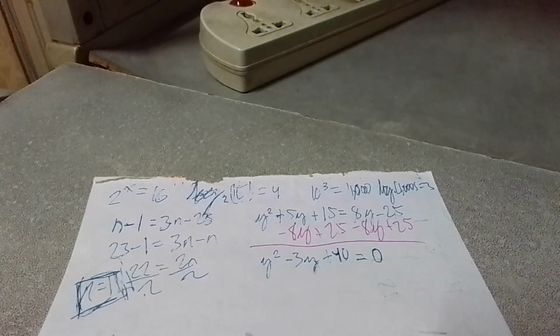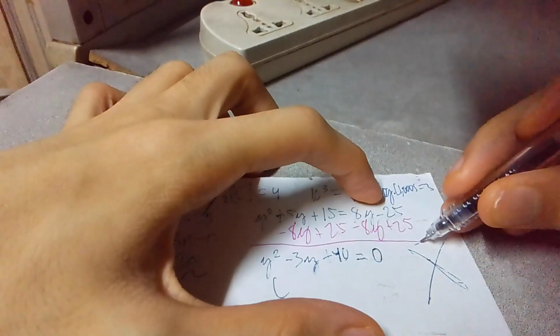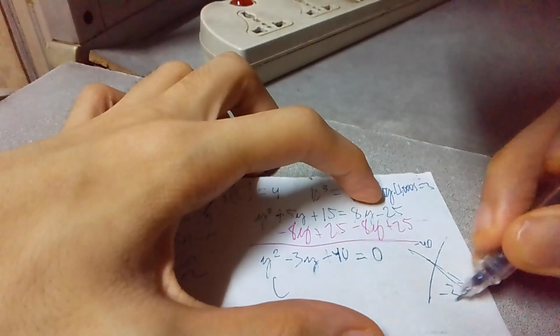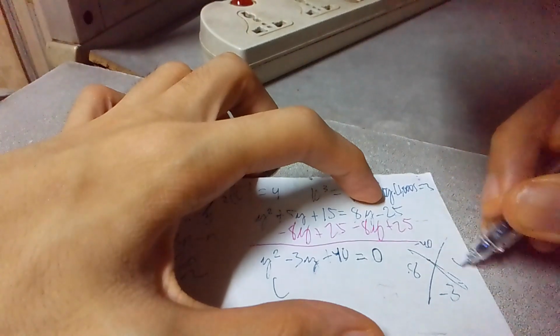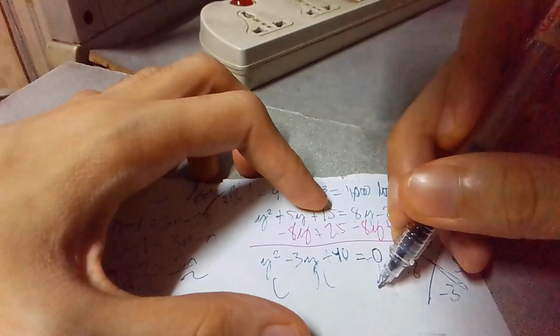Yes, very good. So that's what we did. And now all we have to do is solve for y. Remember what two numbers multiply together to give you negative 40 and add to give you negative 3y? That's 8 and 5. And we have to keep the negative. So y is equivalent to negative 8.